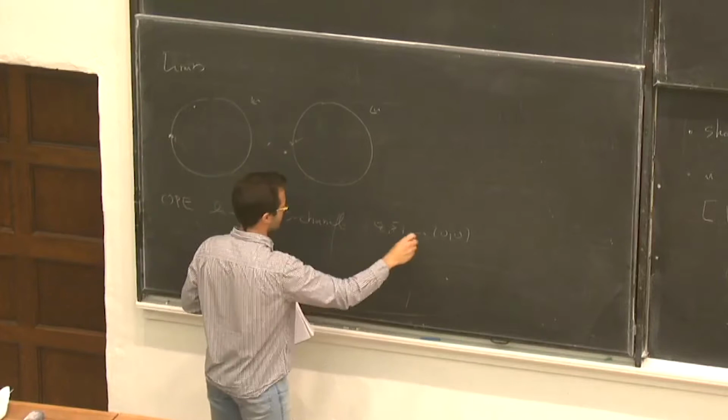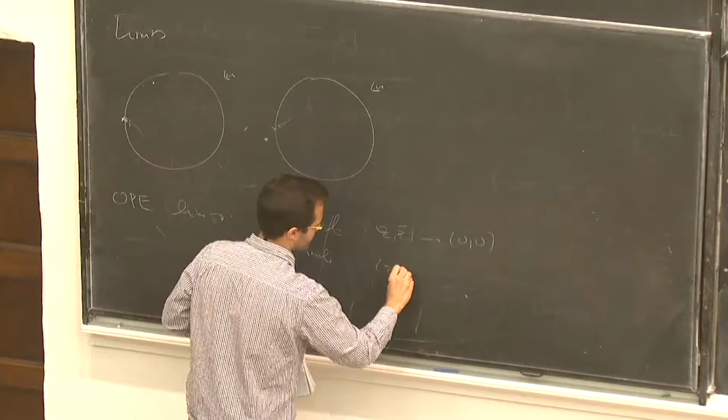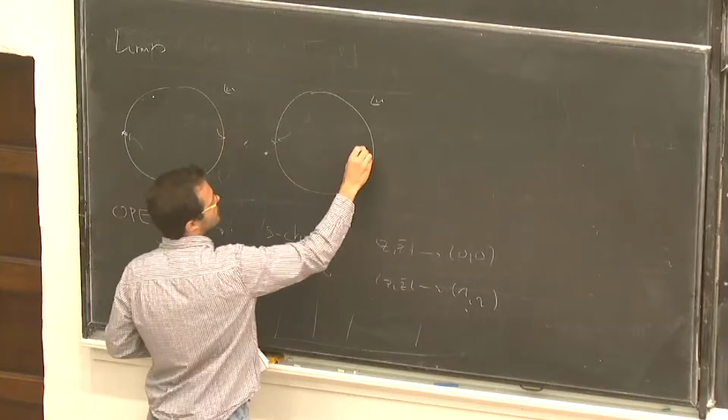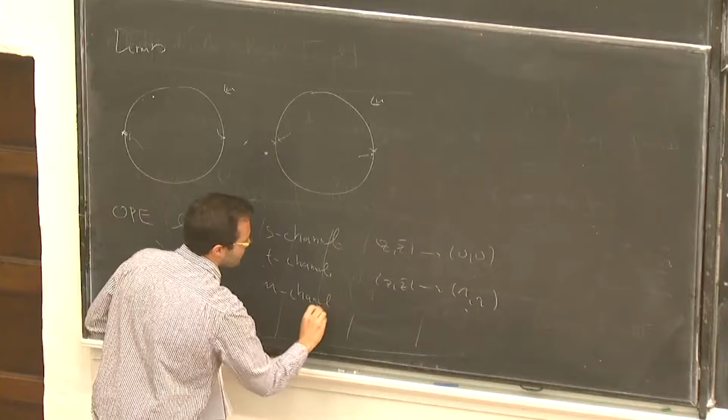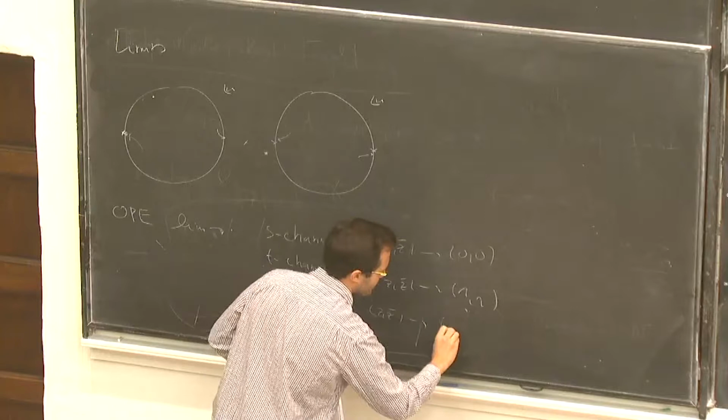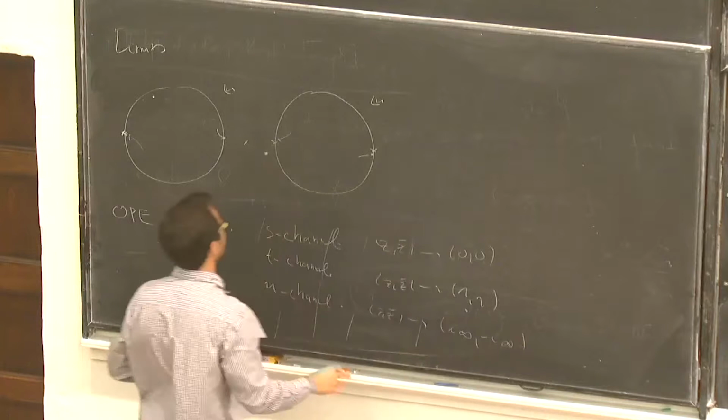The T-channel OPE is when Z and Z bar approach 1 and 1. So that just means independently I can approach these two points in any way I want. Then U-channel, in this picture, would be Z, Z bar going to i infinity, but now I need to be careful and send it to minus i infinity.